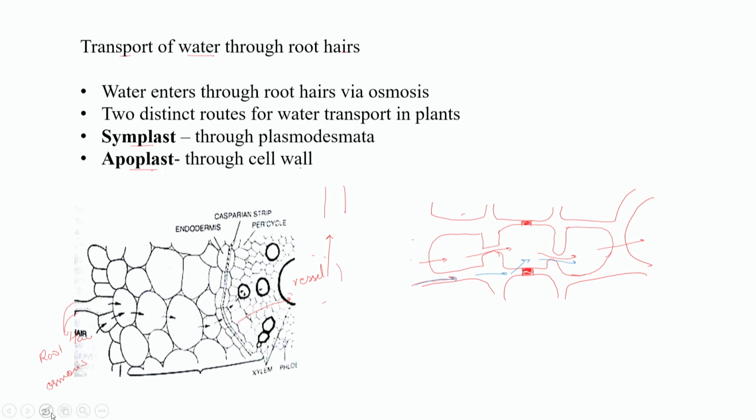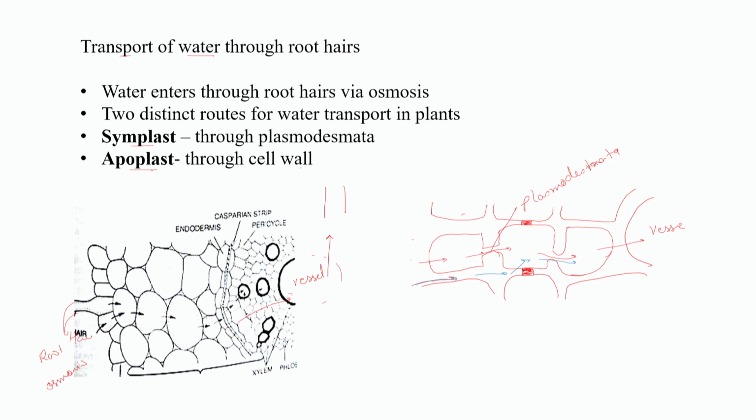So, in this diagram, suppose this is the vessel and water is coming from the root hairs. They will follow two pathways. One is through plasmodesmata, which are the internal connections through which substances can move freely from one cell to another, and through the cell wall also they are moving.